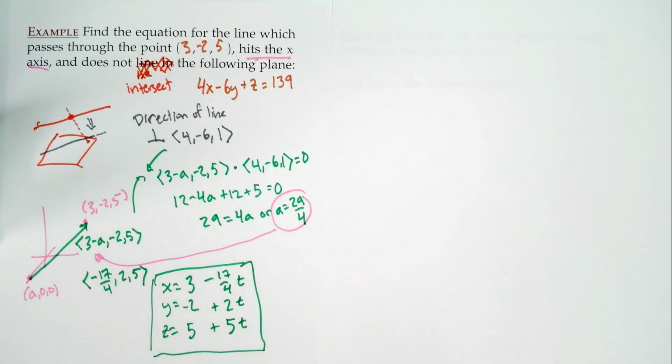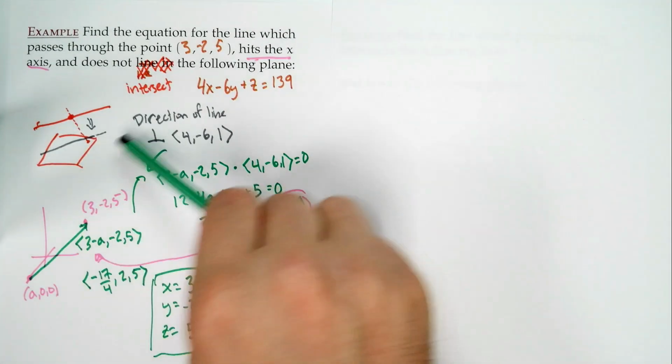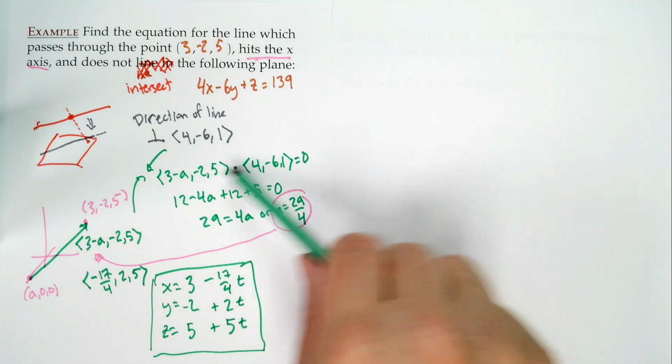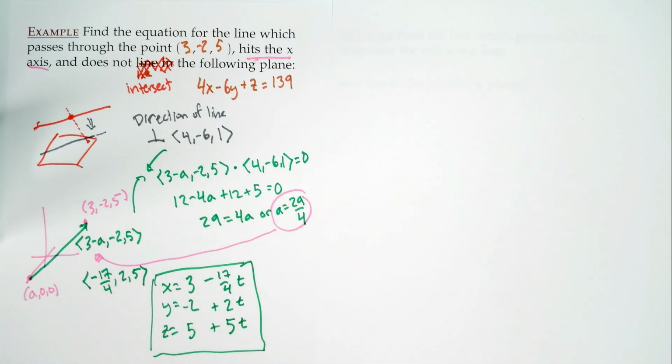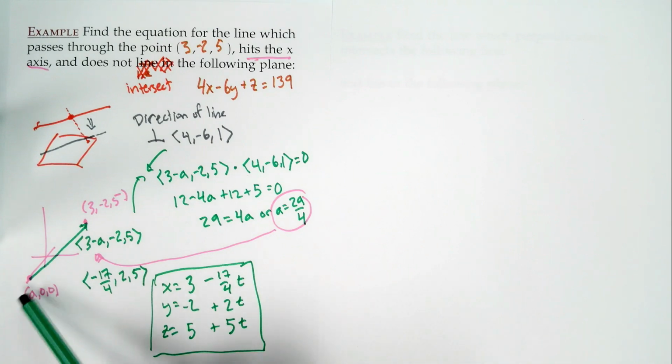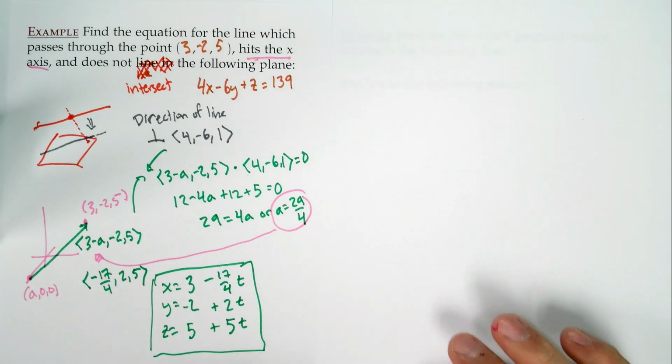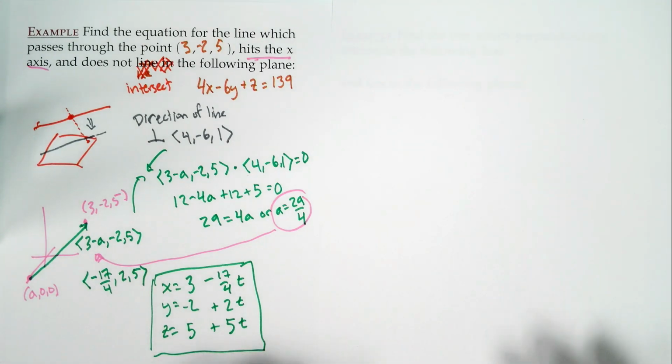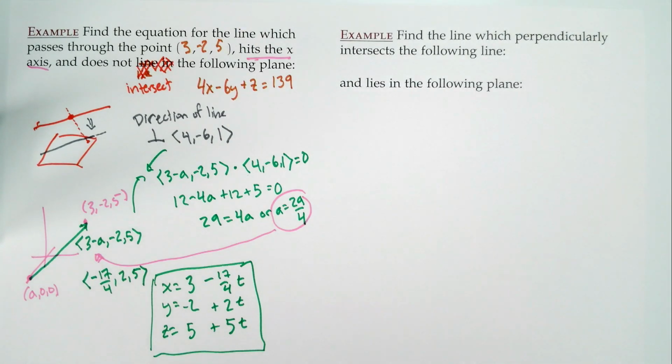And it satisfies both. It won't intersect the plane because it runs parallel to the plane. That's what this dot product guarantees. It hits the x-axis because we rigged it so that it's going to pass through the point (a, 0, 0). And therefore, it satisfies everything that we need, and that's the answer. Well, that was a fun one. That one's kind of not so bad. Good question. We like good questions.